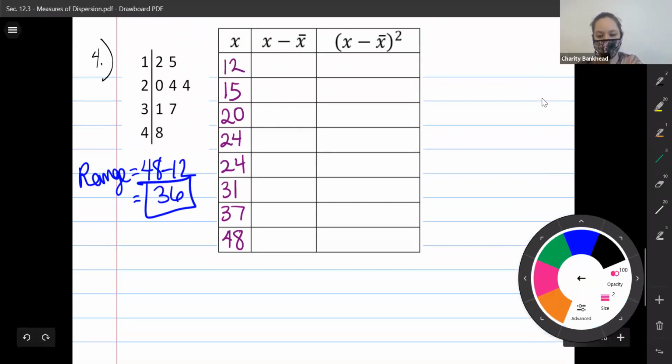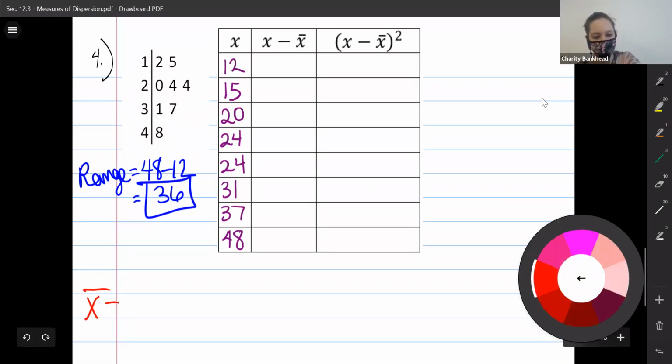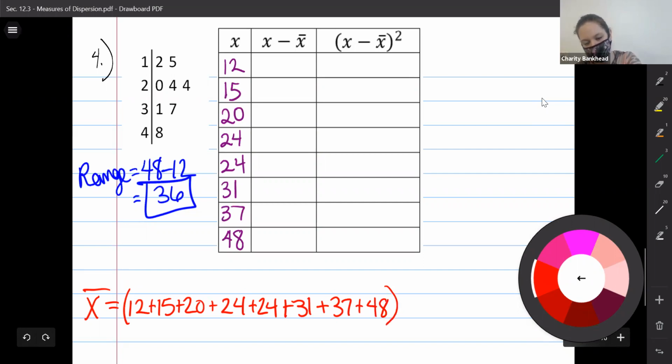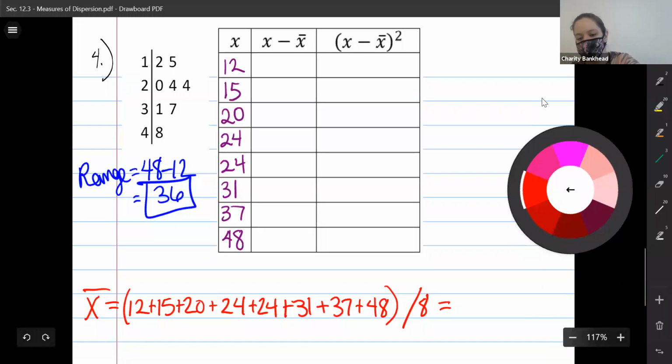And then let's calculate the mean, x bar. 12 plus 15 plus 20 plus 24 plus 24 plus 31 plus 37 plus 48, and divide all of that by how many? 1, 2, 3, 4, 5, 6, 7, 8. So that equals 26.375 for the mean.